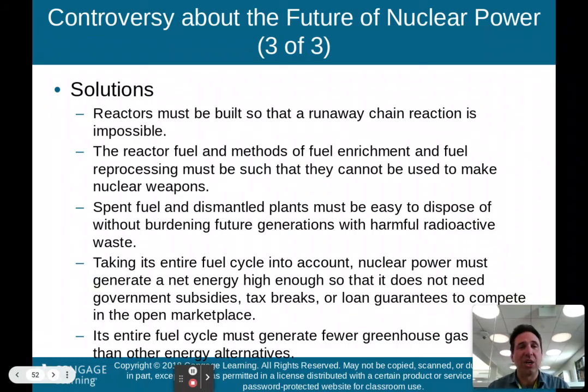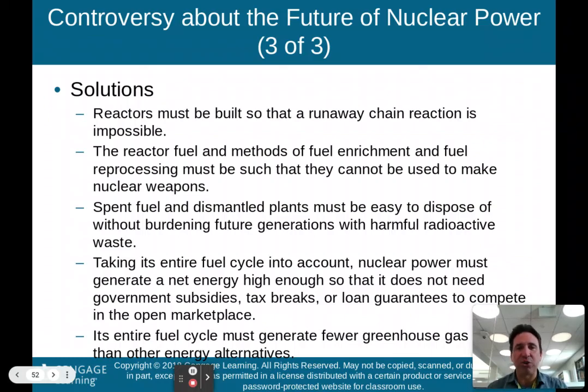So, some solutions: reactors must be built so that a runaway chain reaction is impossible. That's your nuclear meltdown. Reactor fuel and methods of fuel enrichment and fuel reprocessing must be such that they cannot be used to make nuclear weapons. Spent fuel and dismantled plants must be easy to dispose of without burdening future generations with harmful radioactive waste.